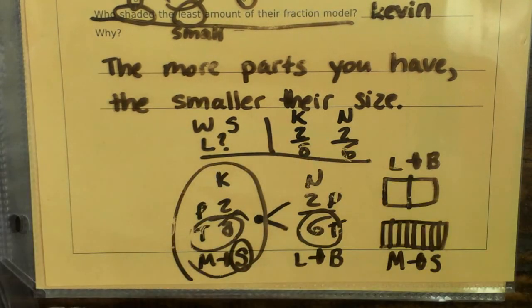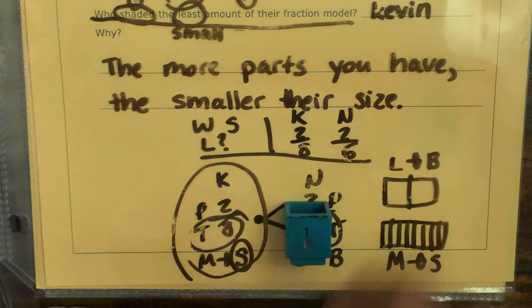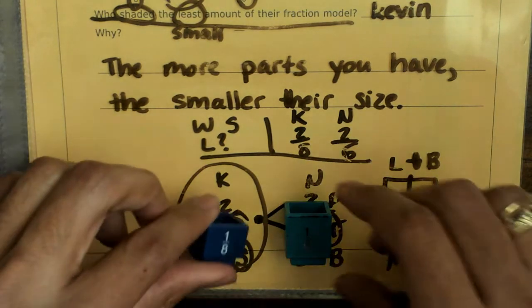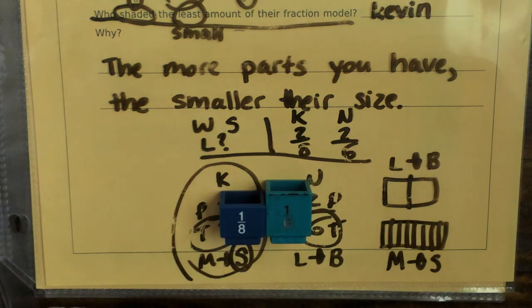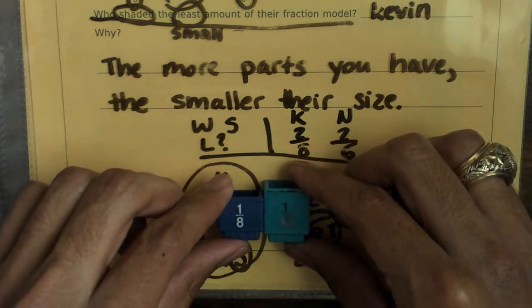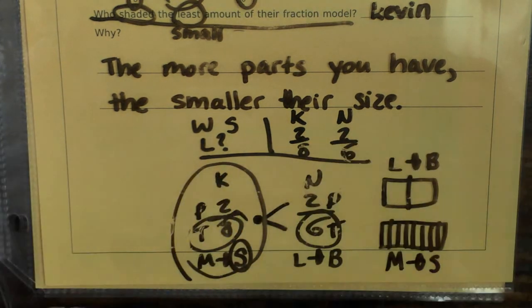But let's go ahead and look at the size of each of those pieces. So the 8ths are smaller than the 6ths. So we did a good job making that comparison.